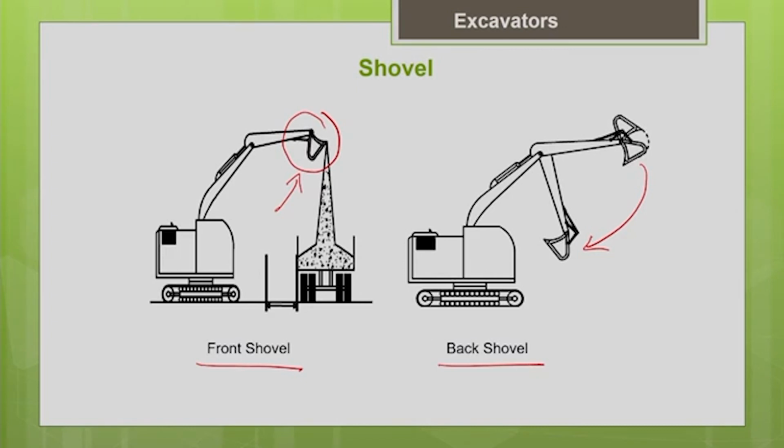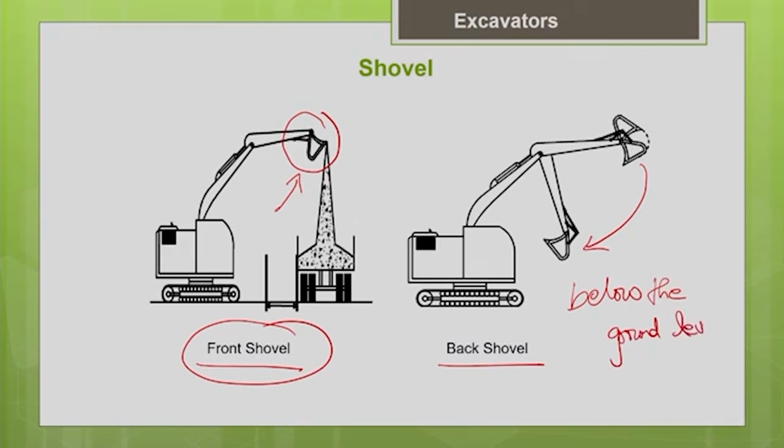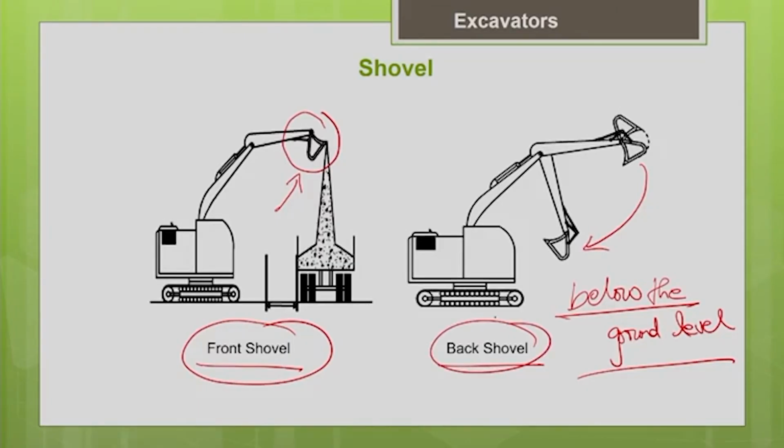Basically, when you want to dig at or above the ground level, we prefer the front shovel. When you want to dig below the ground level, for deeper digging, you go for the back shovel. This is how we have to choose whether we will go for a front shovel or a back shovel. Wherever you want to do the excavation at or above the ground level, go for the front shovel. For deeper excavations where you want to dig below the ground level, you go for the backhoe or the back shovel.